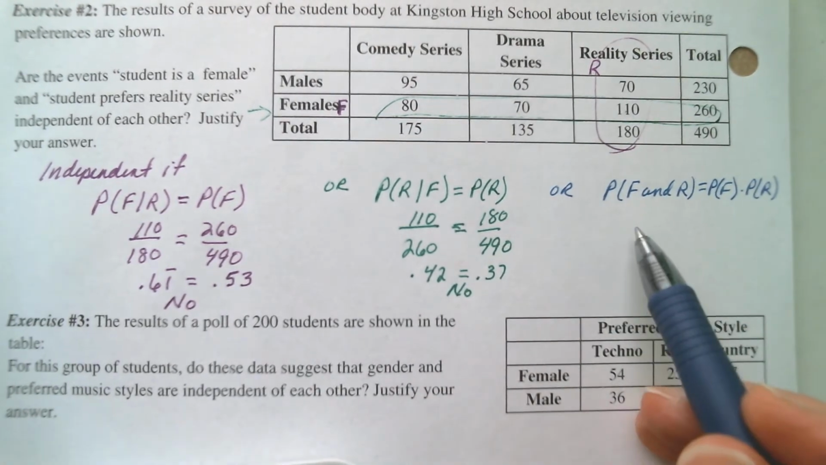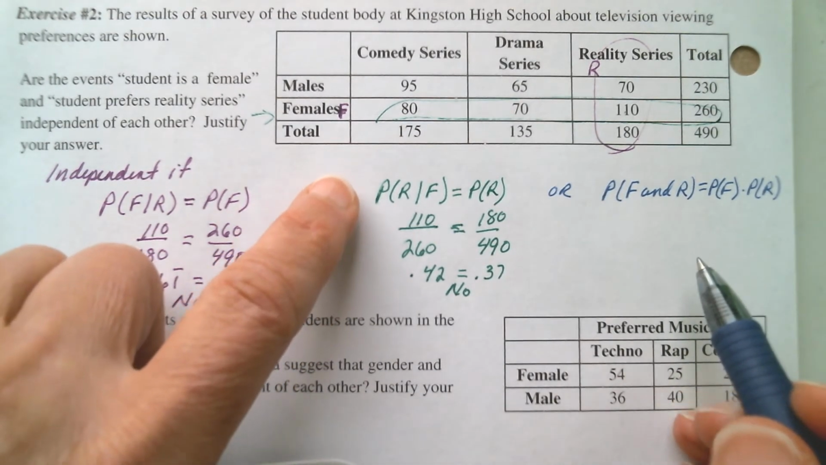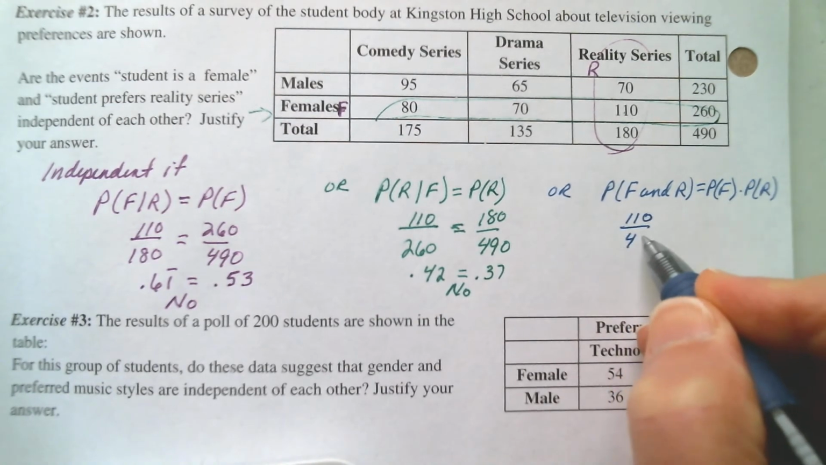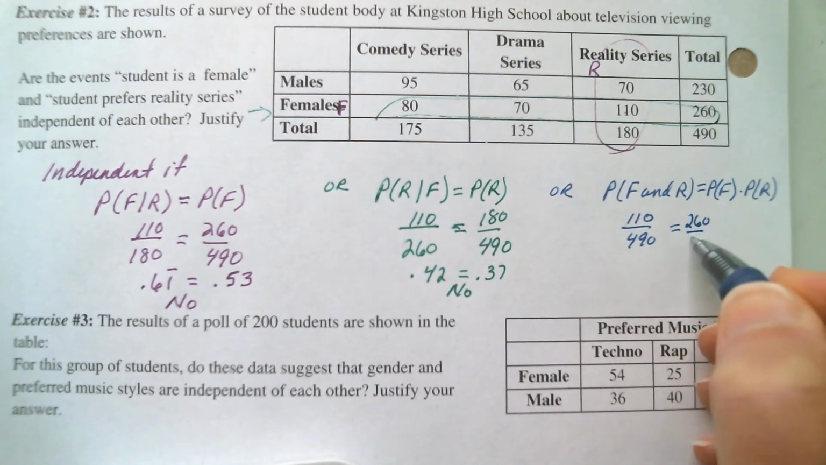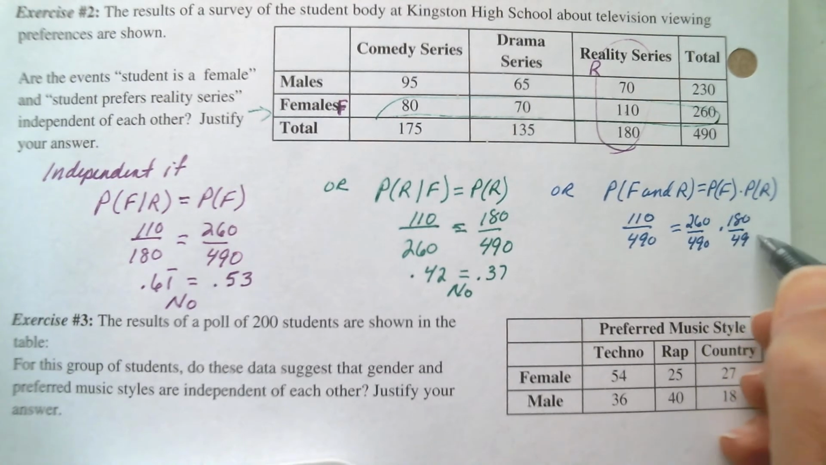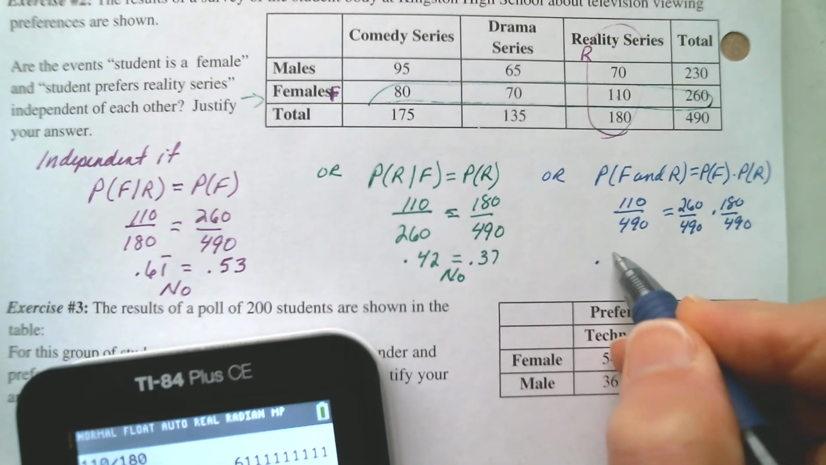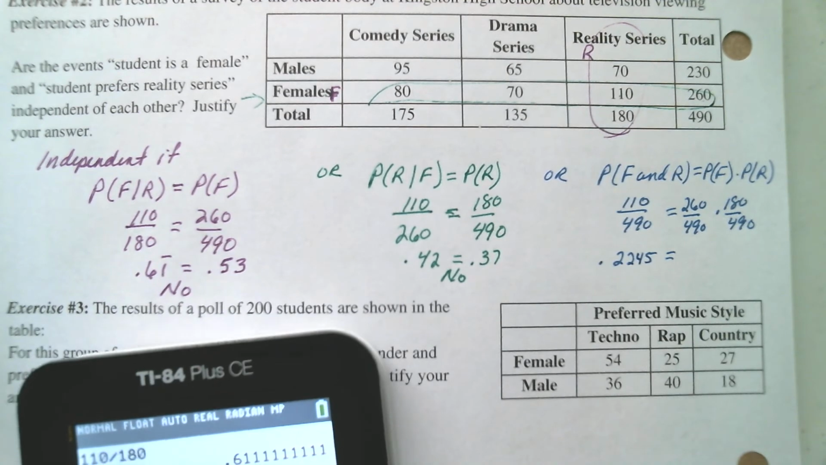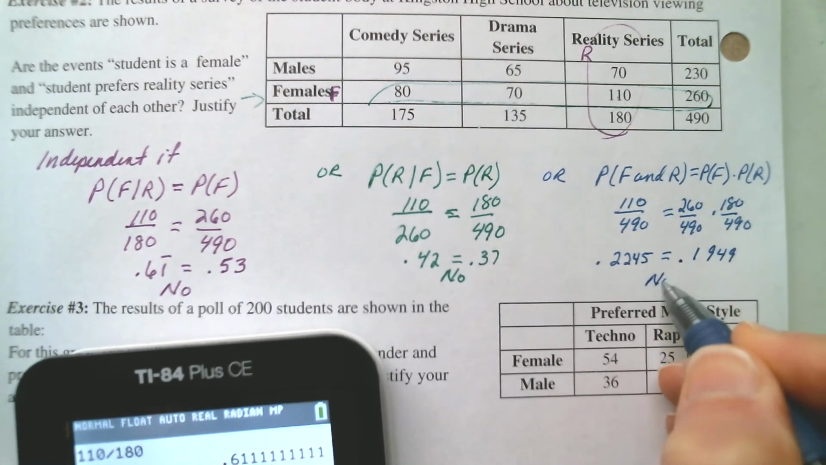Okay, and then the last one, probability of female and reality. Does that equal probability of female times probability of reality? So female and reality, that's 110 over 490. Does that equal probability of female, 260 over 490, times probability of reality, 180 over 490? 110 divided by 490 is 0.2245 approximately, and 260 over 490 times 180 over 490 is 0.1949 approximately, so no.